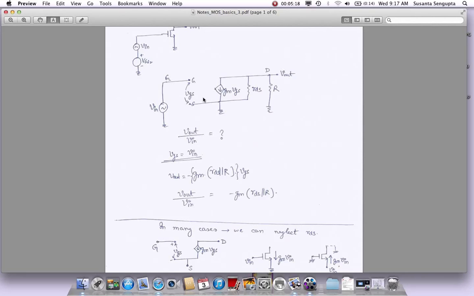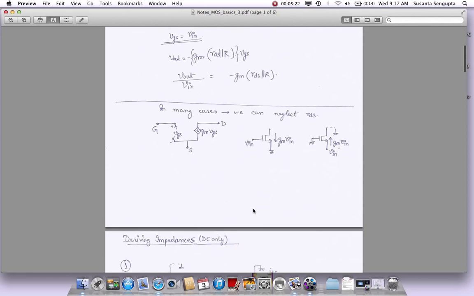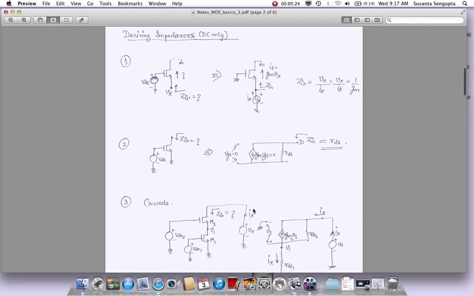So this is more of a low frequency model. Okay, so let's see how we can find impedances. Sometimes in circuitry, when you do an amplifier, you deal with voltages and currents, you deal with gains, but many times you also have to find out impedances.